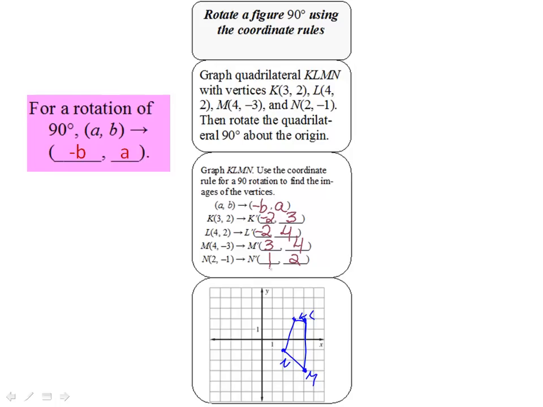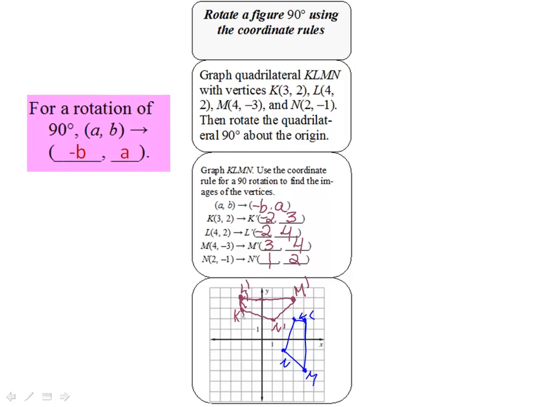So I'm going to go negative 2, 3, and this is my K prime. And negative 2, 4 is my L prime. And 3, 4, let's see here, 3, 4. Slow there. It's M prime. And then my N prime is 1, 2. So there's N prime. And again, I'll draw this shape in here. And this is my image. It's the shape after a movement.